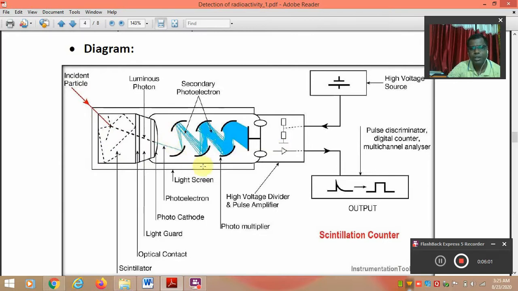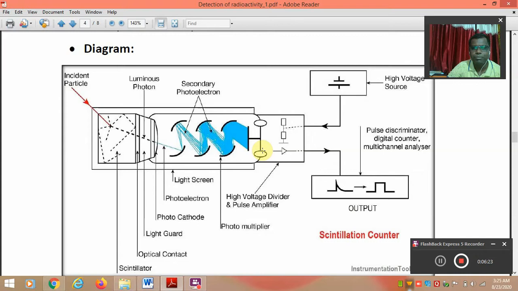That tube is called the photomultiplier tube, or it is also called the electron multiplier tube. So this electron multiplier tube, or photomultiplier tube, is connected to the phosphor through what? Photocathode. What is the function of the photocathode, that we will discuss in the working. So this is the first component. The first component of the scintillation counter is the phosphor.